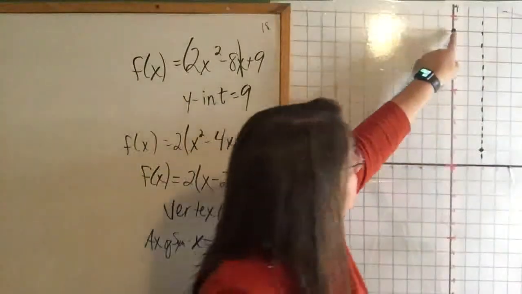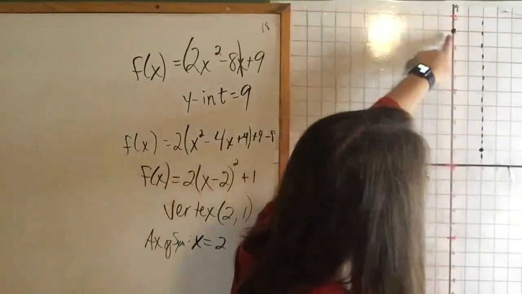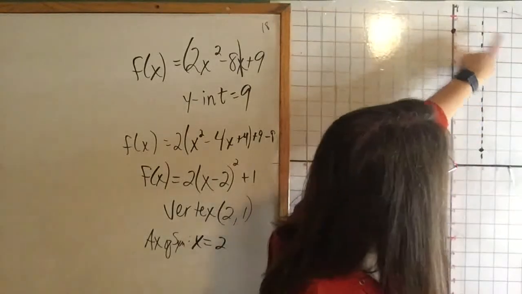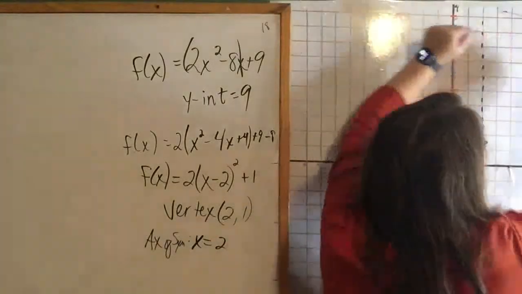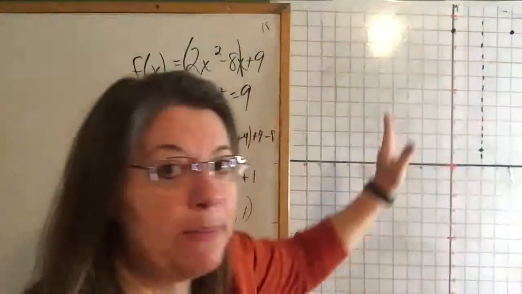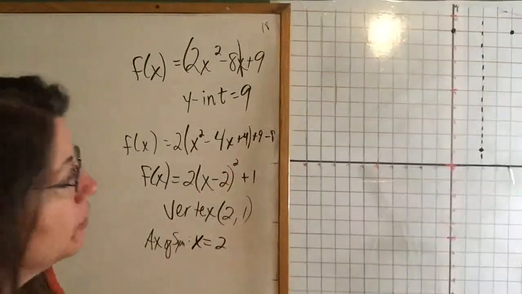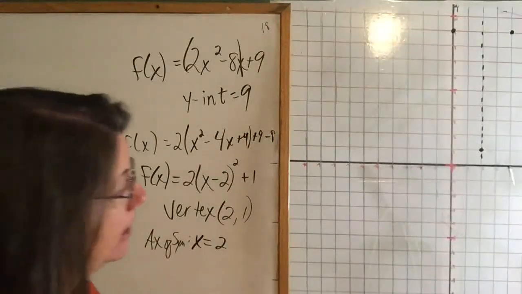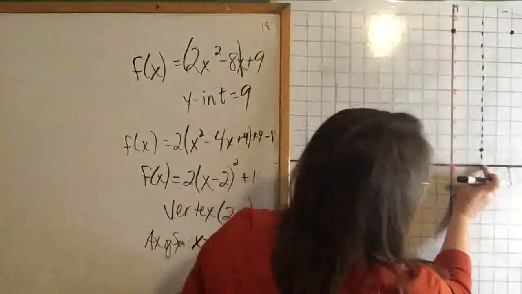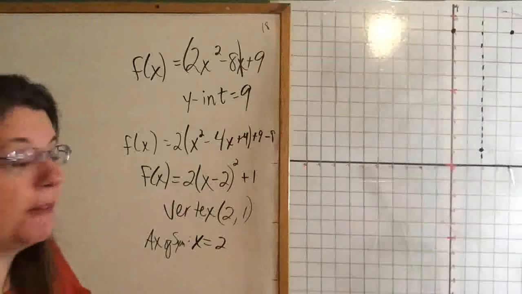I can use symmetry to get a point on the other side of the parabola. At 0, 9 we have a point. It's 2 from the axis of symmetry. So 2 on the other side would be at 4, 9. So we've got 3 points now on our parabola. We just need 2 more. And so to get my other point, I'm just going to pick a number that is close to x equals 2. I'm just going to pick x equals 1 because that's easy to plug in.